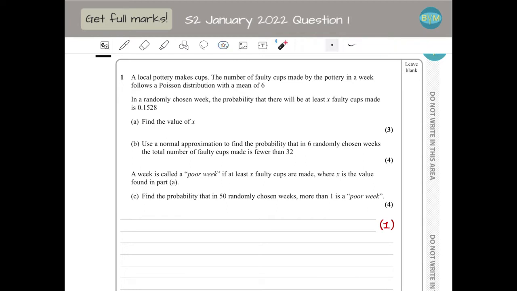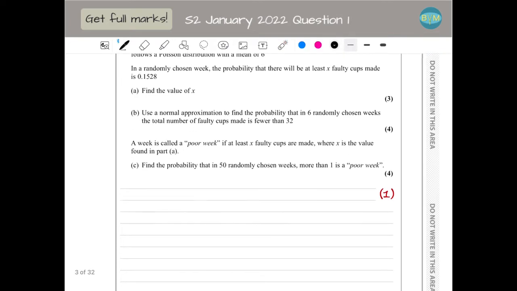So, a local pottery makes cups, and the number of faulty cups made by the pottery in a week is a Poisson distribution with mean of 6. In a randomly chosen week, the probability that there will be at least X faulty cups is this value, and we have to find X.